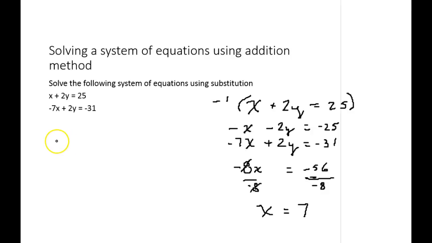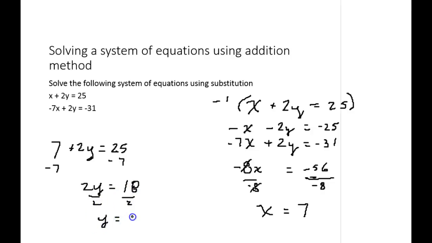Let's plug it into the first one. 7 plus 2y equals 25. Subtract 7 from both sides. 2y equals, what is that, 18? Divide by 2. y equals 9. So my solution is 7, 9. Let's try it in the other equation and see if it works. -7 times 7 is -49. Plus 2 times 9 is 18. Does that equal -31? I'm asking because I'm checking it. -49 plus 18 does indeed equal -31.